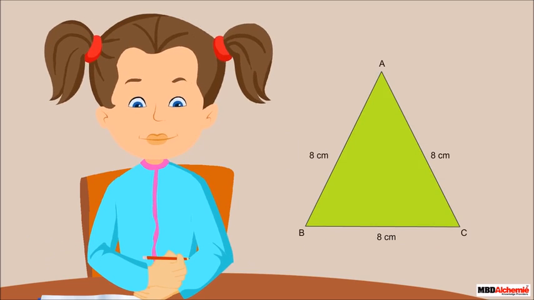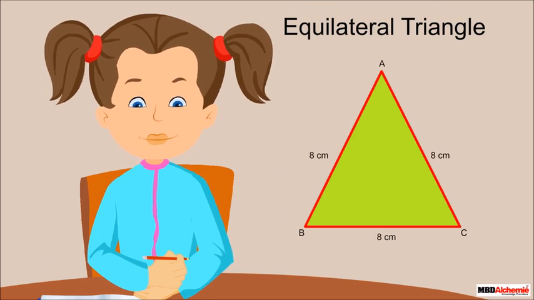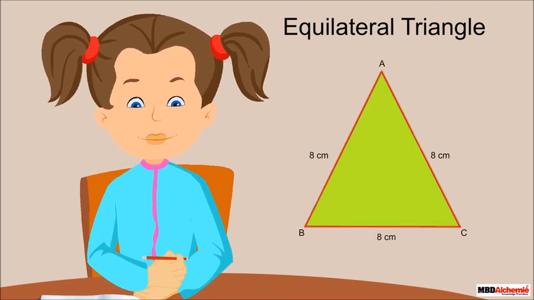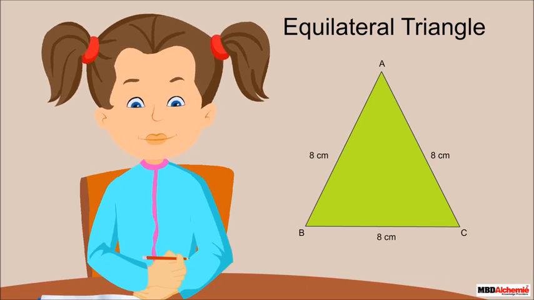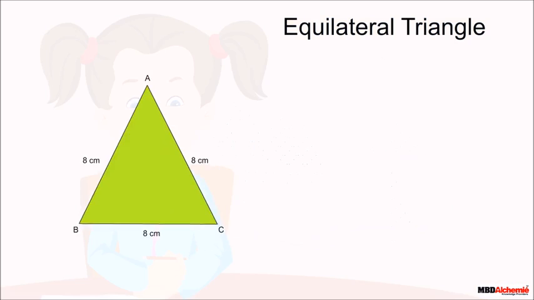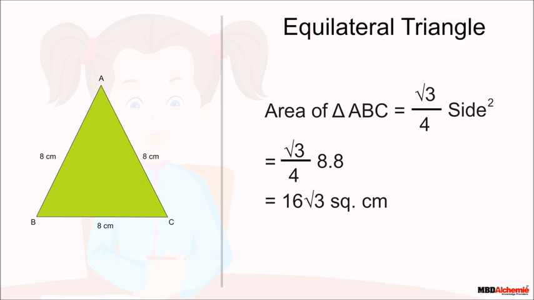Then Ria excitedly says, "This is an equilateral triangle because each side is 8 centimeters. I know the formula to find the area of the equilateral triangle. It is √3/4 into side square."